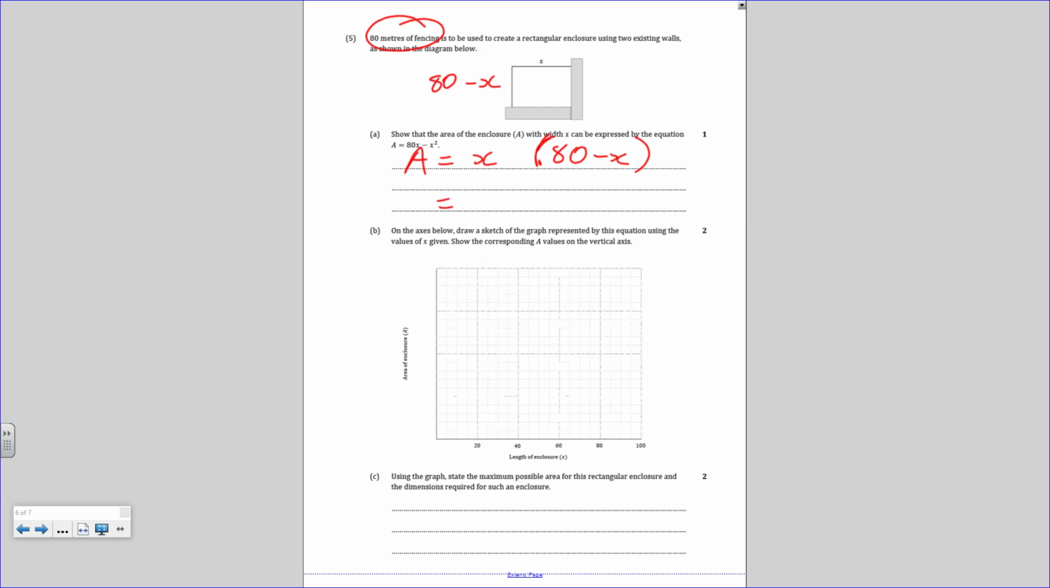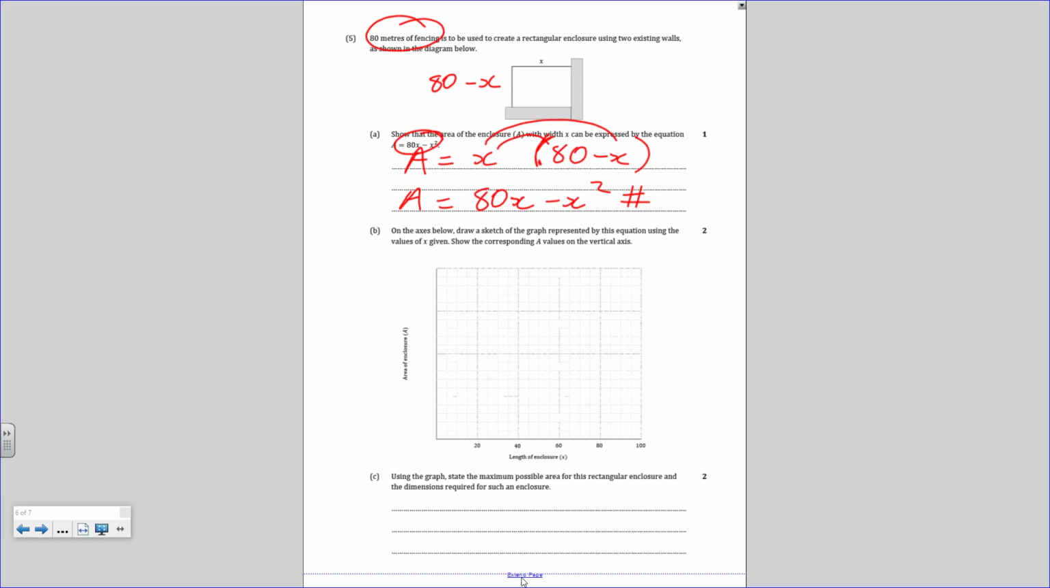Alright, so to expand the brackets, we do X times 80, which is 80X. And then X times negative X is minus X squared, which is exactly what we're trying to find. So the marking here is about realizing that the other side is 80 minus X, then multiplying that with X and expanding. So we have that.